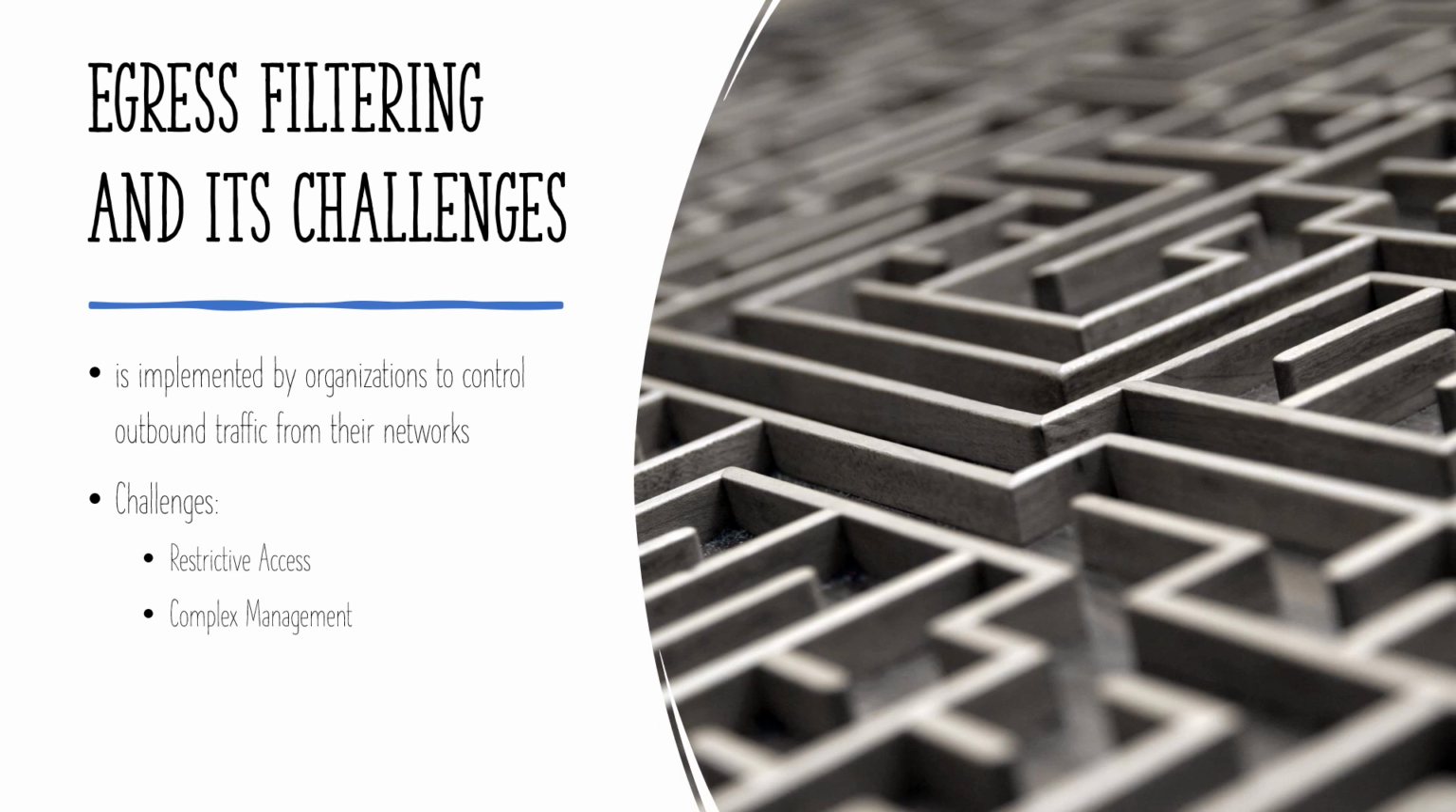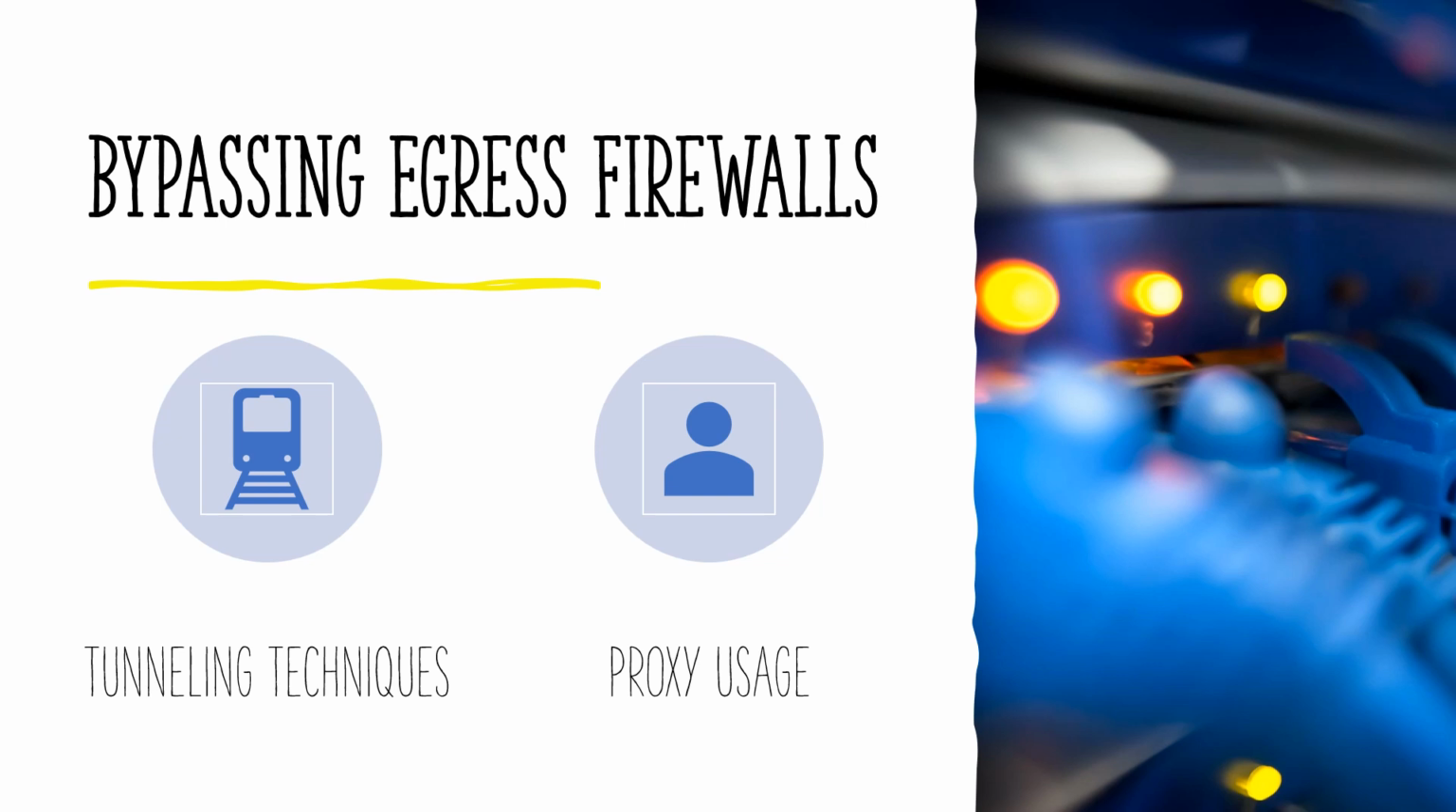Methods to bypass egress firewalls. Tunneling techniques. Utilizing VPNs or SSH tunnels can encapsulate outbound traffic in a manner that evades egress filtering, allowing for the secure transmission of data. Proxy usage. Employing external proxy servers can help redirect web traffic through different ports or protocols, effectively bypassing restrictions on outbound traffic.